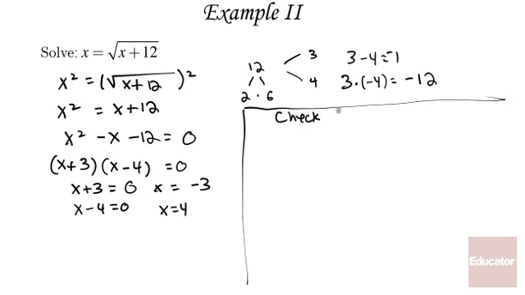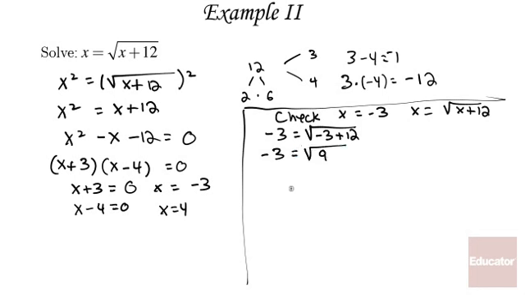Okay, I'm going to go ahead and check x equals negative 3 first, and I'm going to do that in this original equation. x equals the square root of x plus 12. So if x equals negative 3, that means negative 3 equals the square root of negative 3 plus 12. Negative 3 equals the square root of 9.